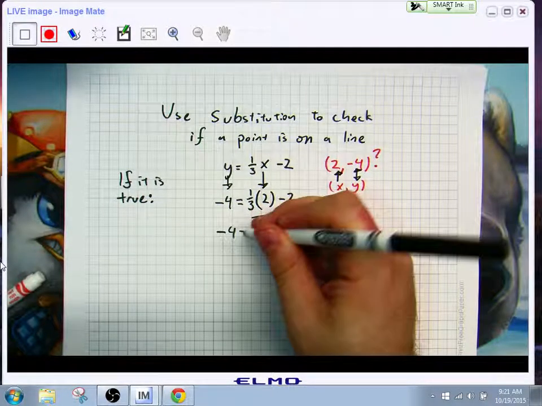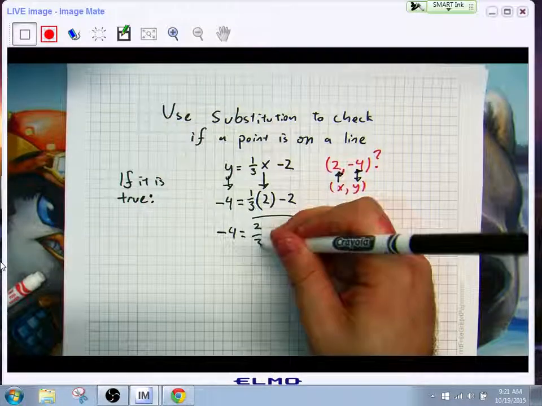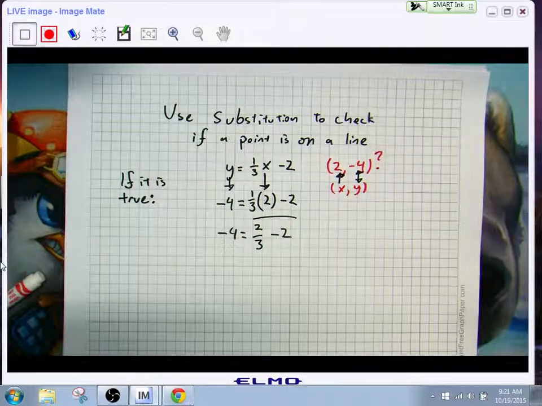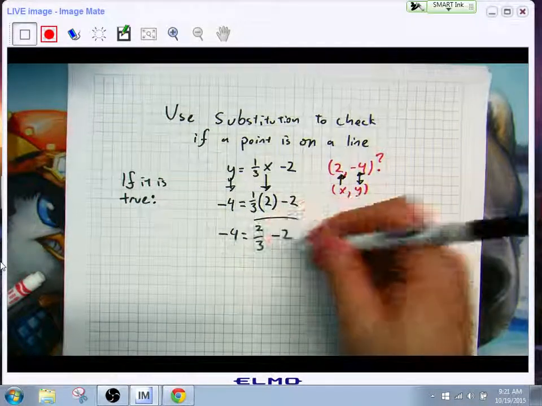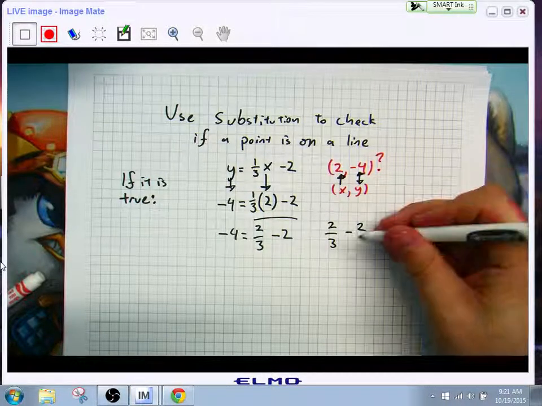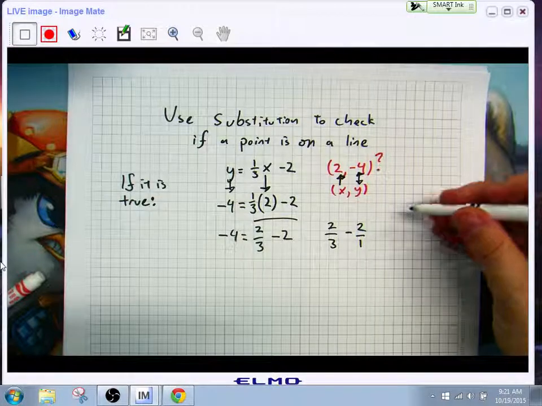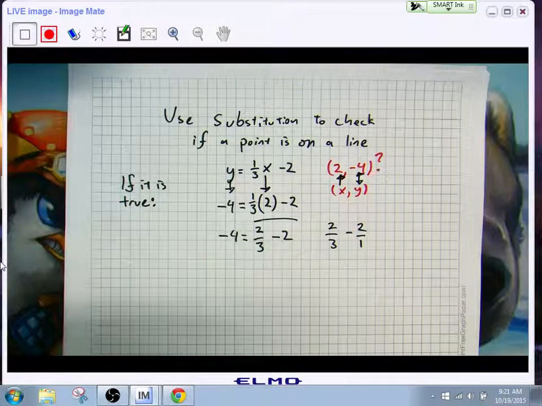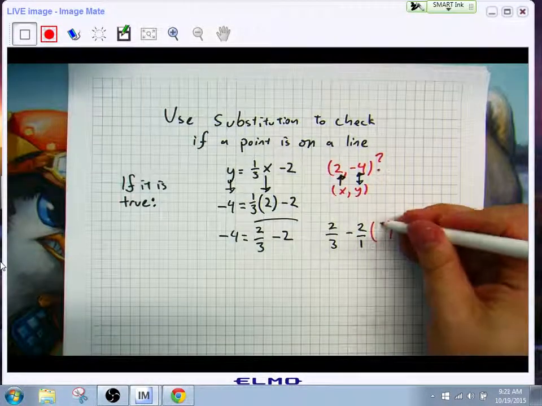So negative 4 equals, well, it ends up being 2/3 minus 2. So now I have to do this. This is a great review of fractions. 2/3 minus 2. I'm going to put that over 1. I need a common denominator. So I'm going to multiply 2 over 1 by 3 over 3.